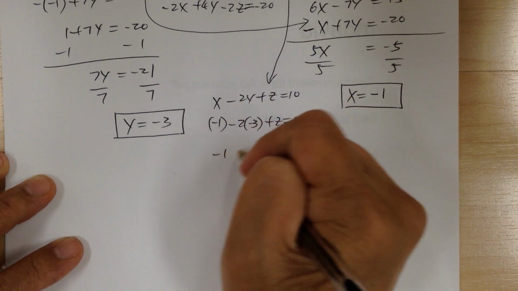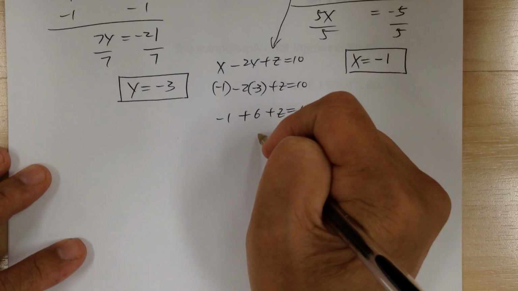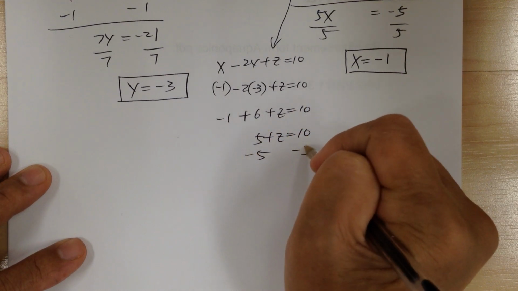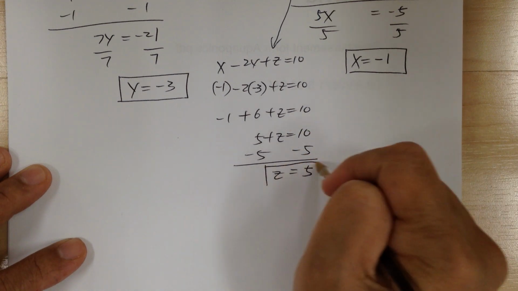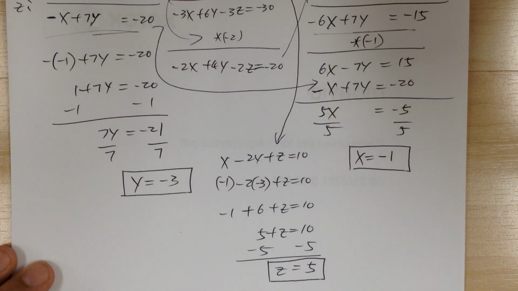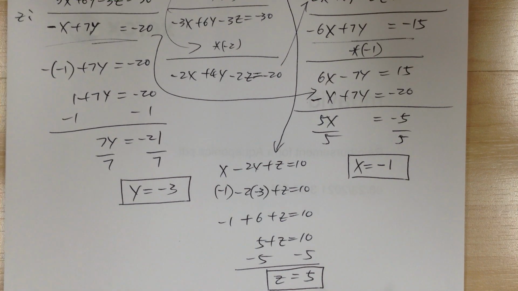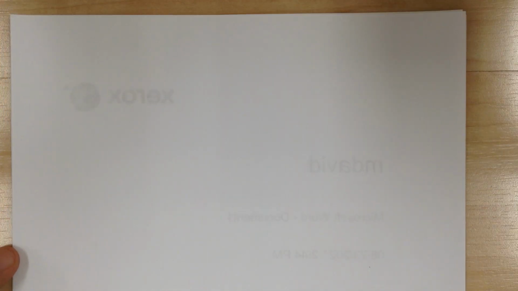So work it out. So you got -1 plus 6 plus z equal to 10. So you got 5 plus z equal to 10, minus 5 on each side. So you got z equal to 5. Okay, and that's it. So again, just need to take your time and make sure you watch for careless mistakes. Okay, let's go to the next one.